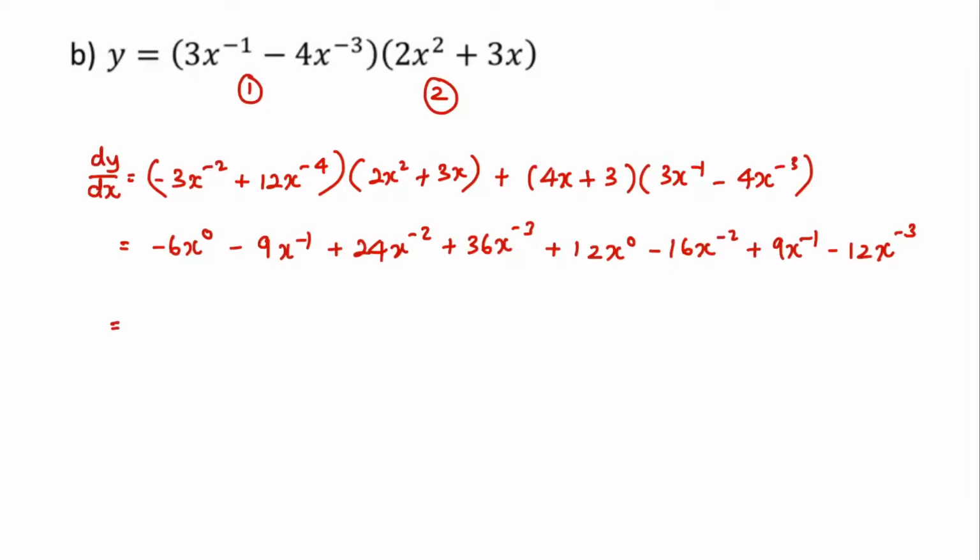So just do a simplifying. Okay, I have a number, power 0. So for the power 0 will be 12 minus 6. For power negative 1 is 0 because they actually cancel out, which is these two. Then my power negative 2, 24 minus 16, positive 8x power negative 2, and last but not least, my x power negative 3, that will be plus 24x power negative 3. Okay, so this will be my final answer.